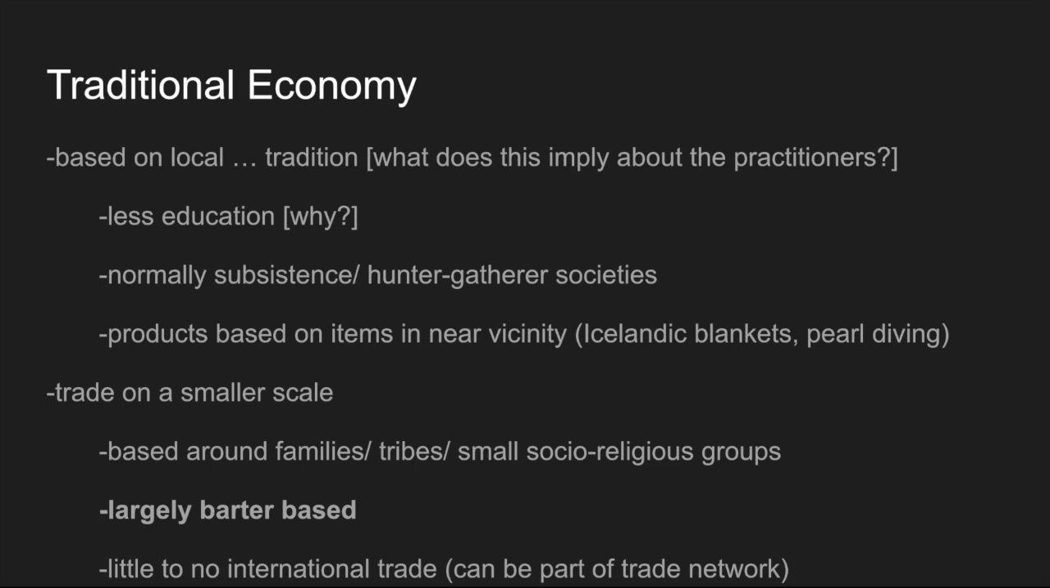So traditional economy is based on local tradition, which means that normally I would ask you that question. What does it imply about local practitioners? It implies that they're not really working with the rest of the world. Traditional economies tend to be more isolated and much more self-reliant as a result. So, for example, the one we're probably most familiar with out here is think of Native American economies before Manifest Destiny, when they're the only ones living out here. So, hunter-gatherer lifestyles certainly work as a traditional economy.